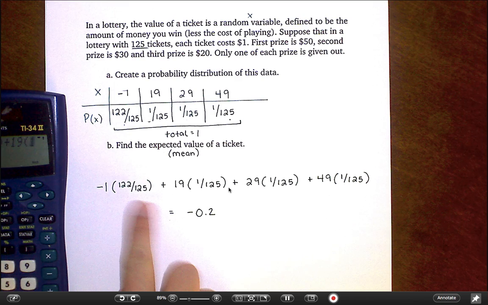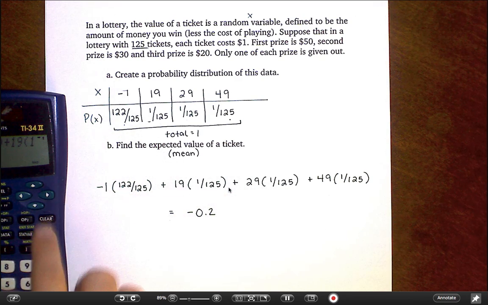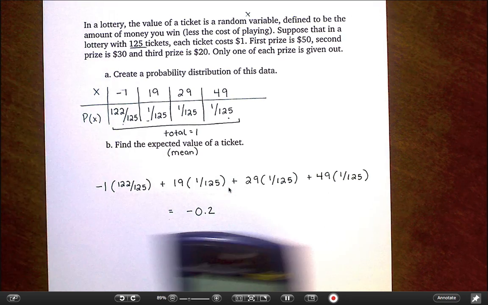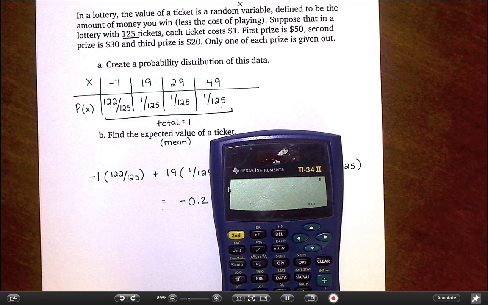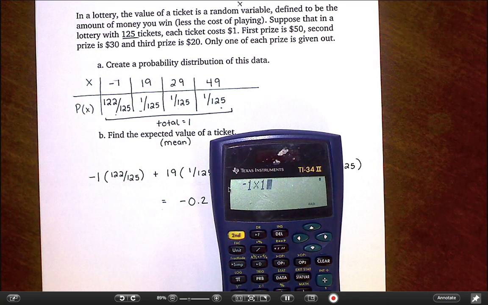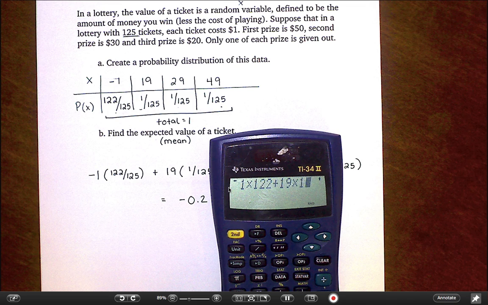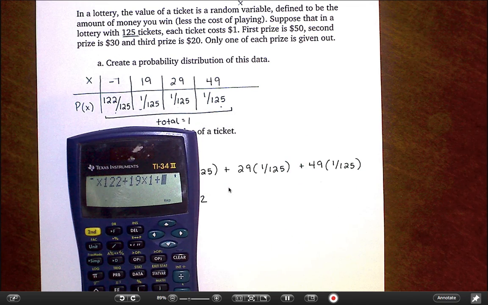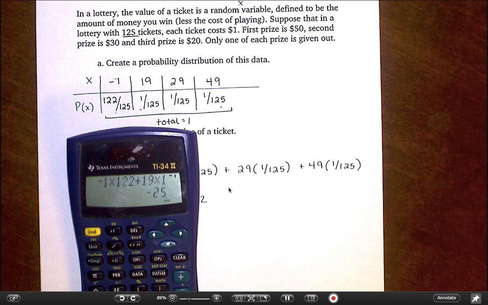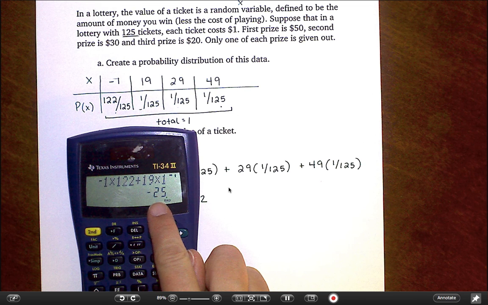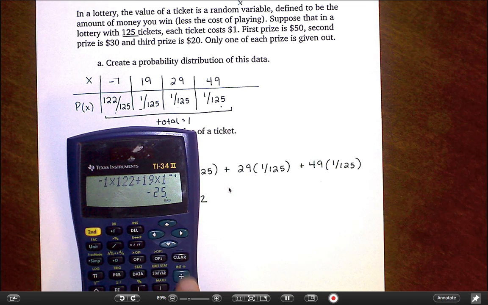But I do want to point out that since these are all out of 125, the other way you could have typed this in is like this. We could have done -1 times 122 plus 19. Well, that would really be times 1. Okay, obviously we don't really need to put the times 1. Plus, what was my other one? 29 times 1 plus 49 times 1. Okay, and that's all fine and good. Remember that you still need to divide that by the 125, but you can just do that all at once at the end if you want to.